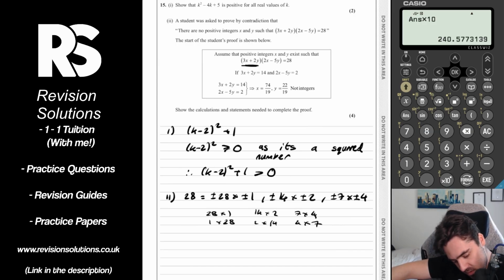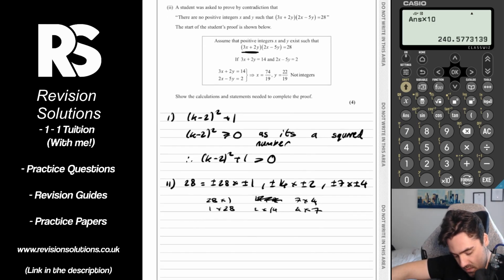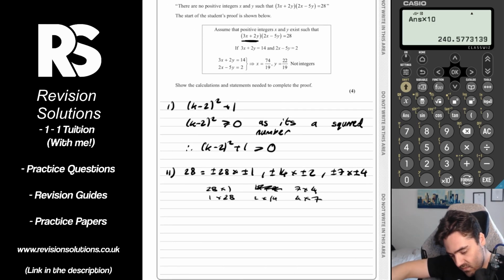Except he's already done one of them for us. He's done 14 times 2 for us already. So we've got 5 bits of grunt work to do. We've got to prove these 5 other cases, unfortunately. But let's start. So we'd have 3x plus 2y. Let's do the 28. Let's label them. That's case 1, case 2, case 3, case 4, and case 5. So we're doing case 1 at the moment.